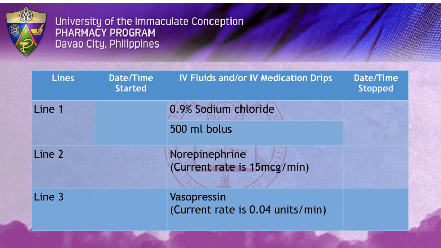The patient was also given the following IV medications: 0.9% sodium chloride 500 mL bolus, norepinephrine with a current rate of 15 micrograms per minute, vasopressin with a current rate of 0.04 units per minute. All of this without a starting and stopping date and time.